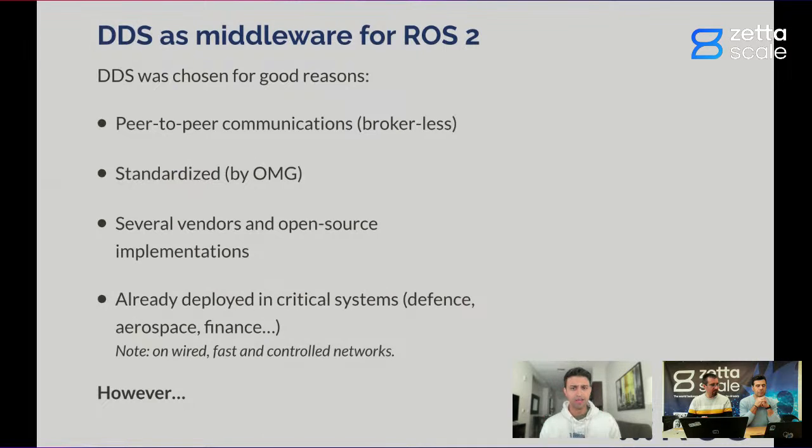So with DDS, we sort of alleviated that problem. We have peer-to-peer communications between all entities within the system. The protocol is also standardized by the OMG group. There are several vendors and open source implementations of DDS, which we could piggyback on. Again, ROS2 is open source under Apache 2.0 license, and we want to use other middlewares that are similarly open sourced. But more importantly, DDS is battle tested, right? So we see it deployed in several critical systems, from defense to aerospace, finance, etc. But most often we see these deployments on wired systems where the endpoints of entities are known beforehand.